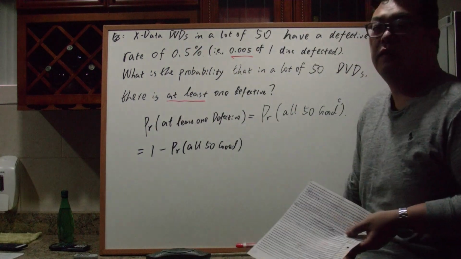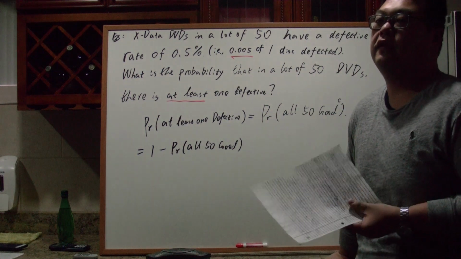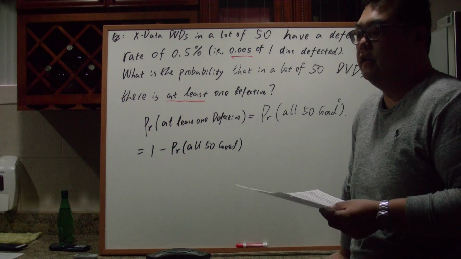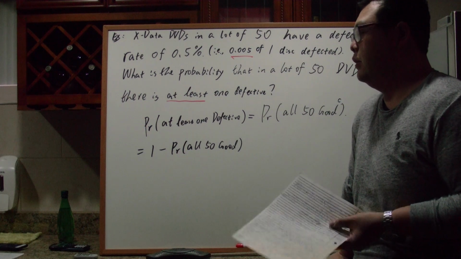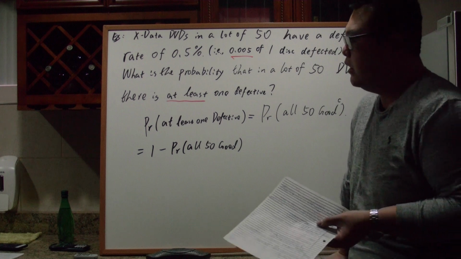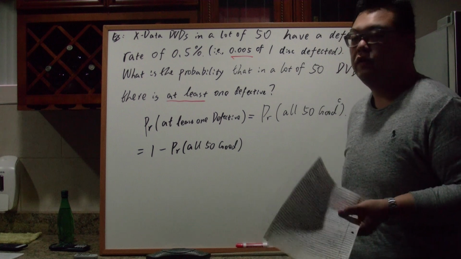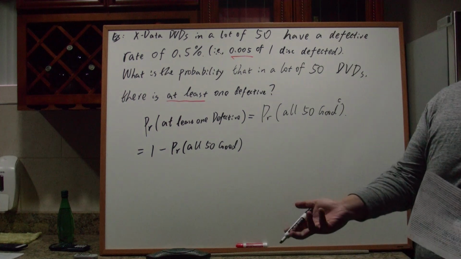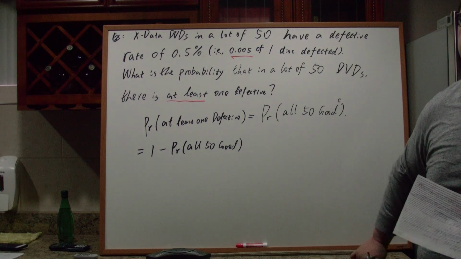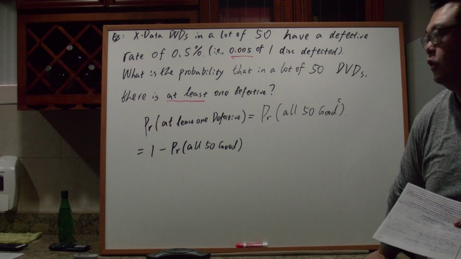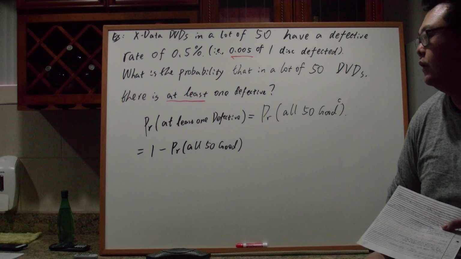All 50 are good, which means the first is good, second is good, all the way to the 50th is good. That is the probability. But each individual one does not affect the others. In other words, as we'll see soon, they are called independent of each other. The first one being defective doesn't affect the others, or anyone being defective doesn't affect the others being good or defective.